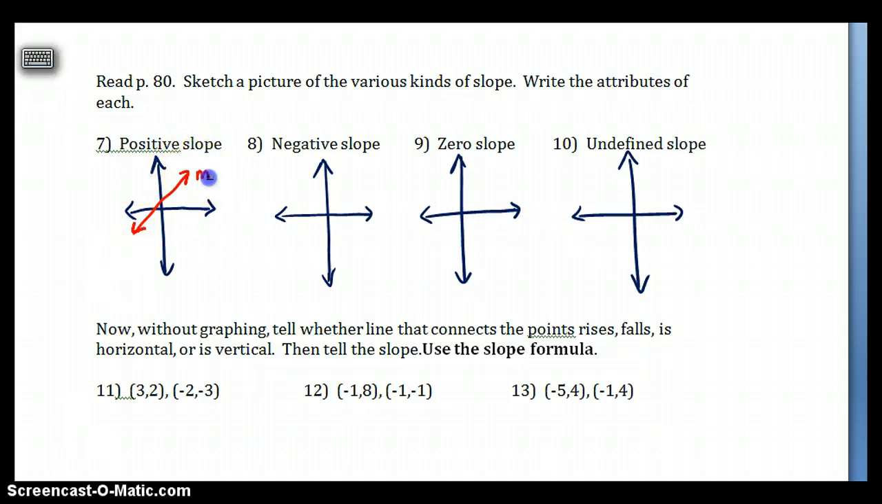So first of all, m, the slope, is greater than 0, and the line rises, and this is important, from left, over here, to right. Okay, I'd like you to do the same thing for the other 3, and then turn it back on and see if you got all the attributes in the drawings correct. Now, they might not be exactly like mine, but they have to be the same idea.